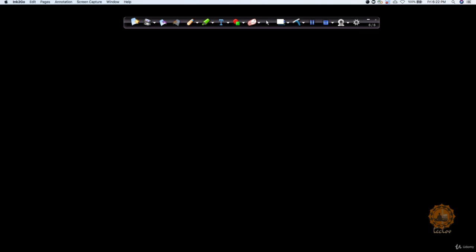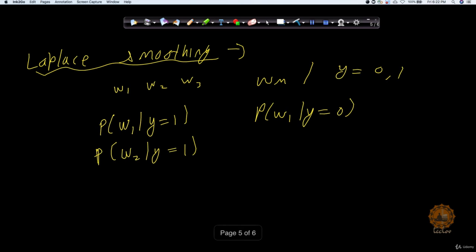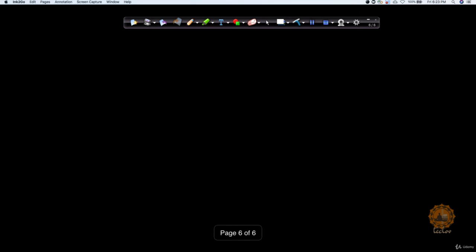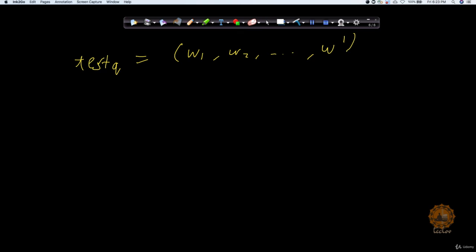Now, coming back to this, there is a problem: this is happening in the training phase. All this W1, W2 till WM are the words present in my training data. Now if I go back and look at my query point, which is my test query point, and let's say by any chance I have a word W dash which is not a part of my training set.